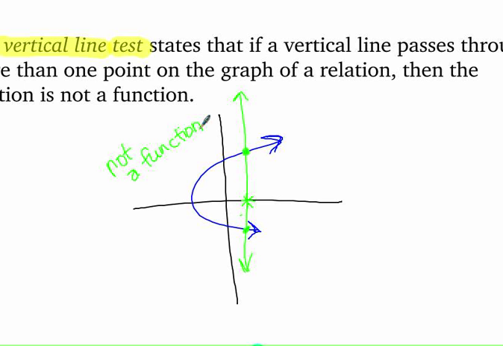It's important that we know this and that we can identify this, whether it be on a graph or on a table. In the future, we're going to be able to identify this using equations as well. But for now, I just want to focus on graphs and tables, and make sure that we understand this concept. You cannot have more than one output for every input that you have.